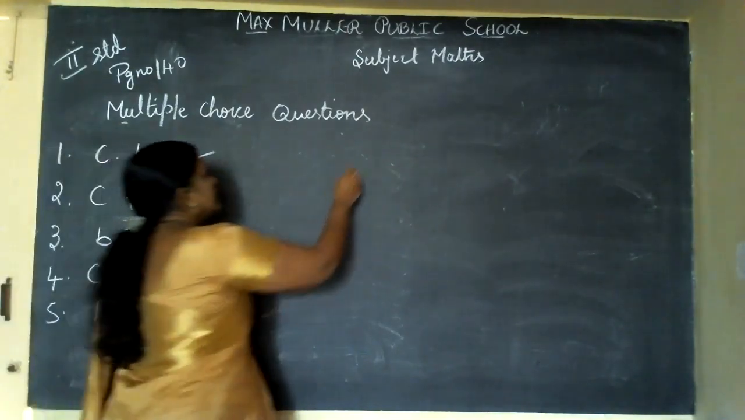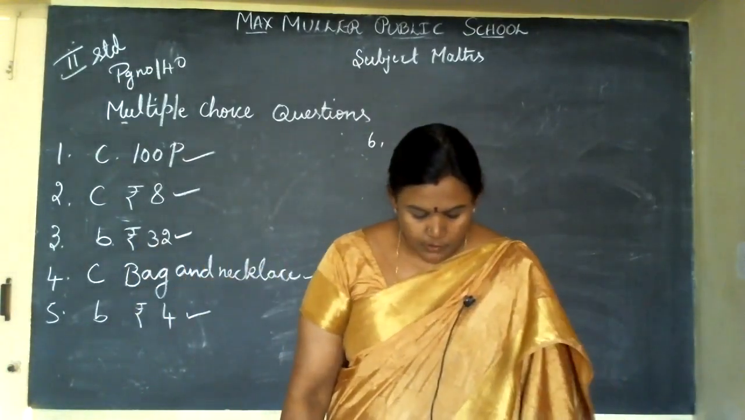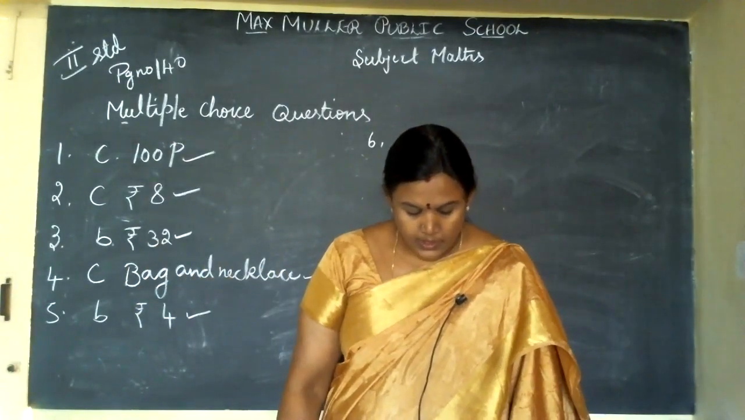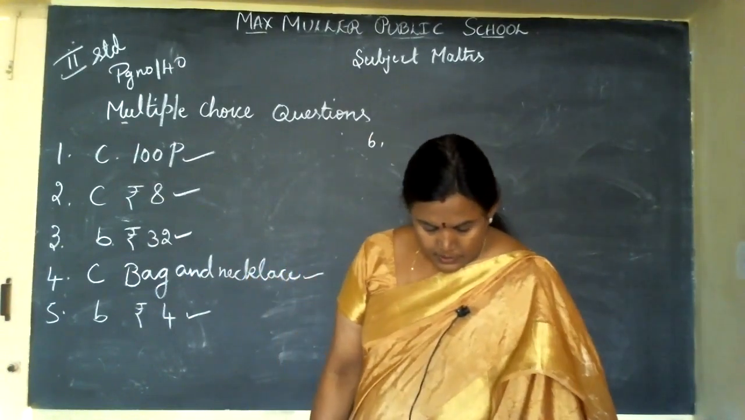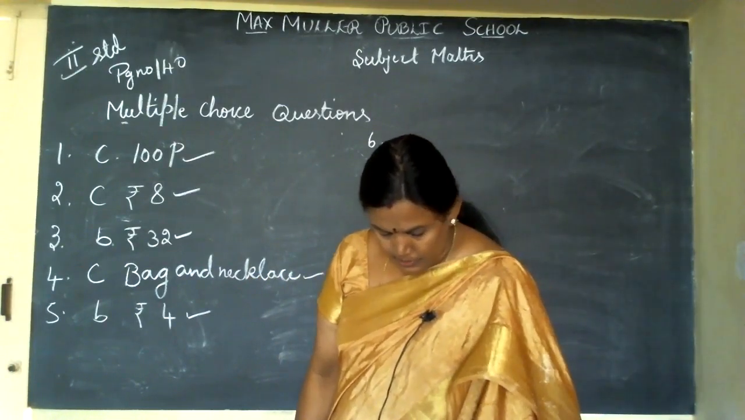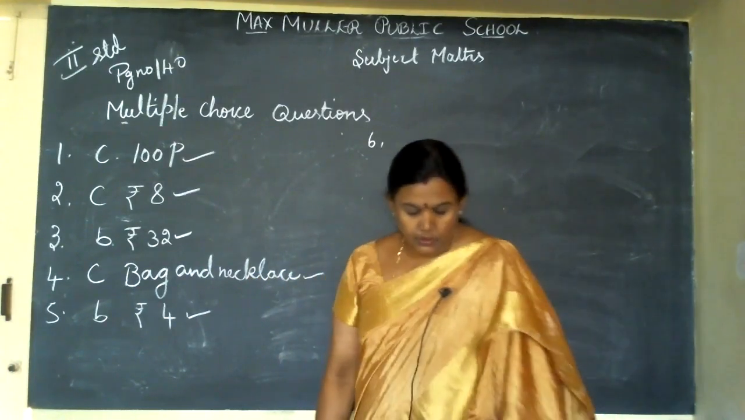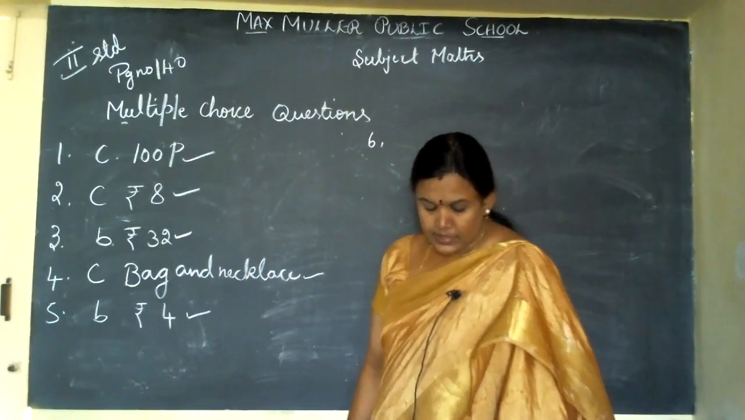Sixth one, what is the total value of the money shown below? See the money, children, the total amount you want to write. See, a 500 note is there, 100 note is there, 50 rupees note, 5 rupees coin, 2 rupees coin and another 2 rupees coin. Now you want to count. 500 plus 100, 600. 650, 650.